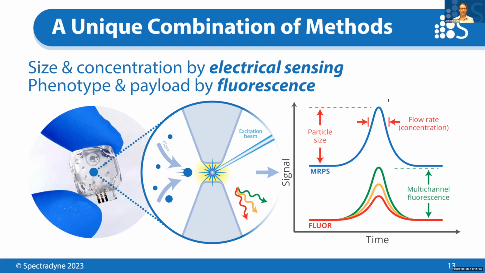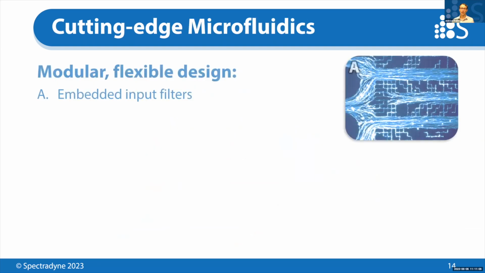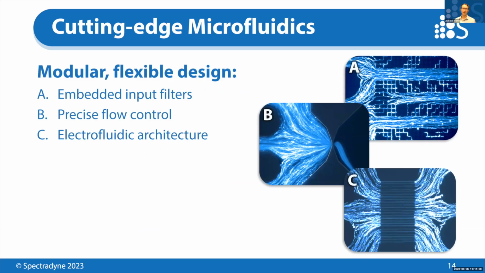This cartridge is a key part of our technology, so let me show you a little bit more about it. It's made with cutting-edge microfluidics. These are nanofabricated cartridges. They include a couple of key features. What I'm showing here in panel A is an input filter at the input of the cartridge. What this does is it excludes larger particles from the sample that would otherwise block the constriction where particles are being measured.